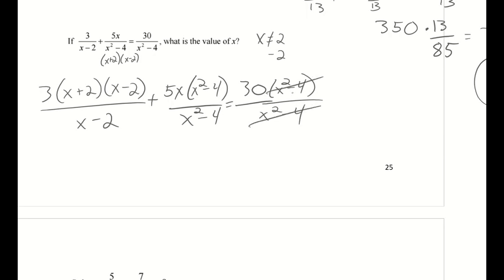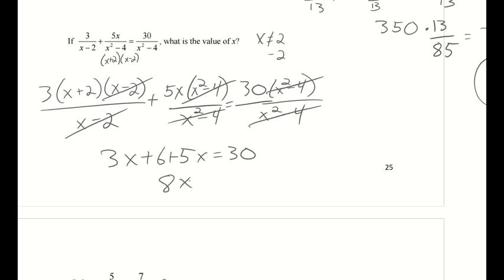Okay, our x squared minus 4's factor out, our x minus 2's factor out. Now we can distribute this 3. So we have 3x plus 6 plus 5x equals 30. Combine like terms. So we subtracted 6 from both sides, divide both sides by 8, and x is equal to 3.